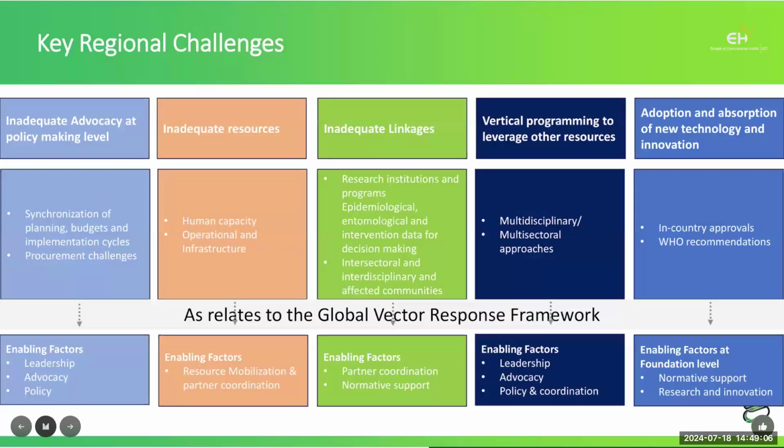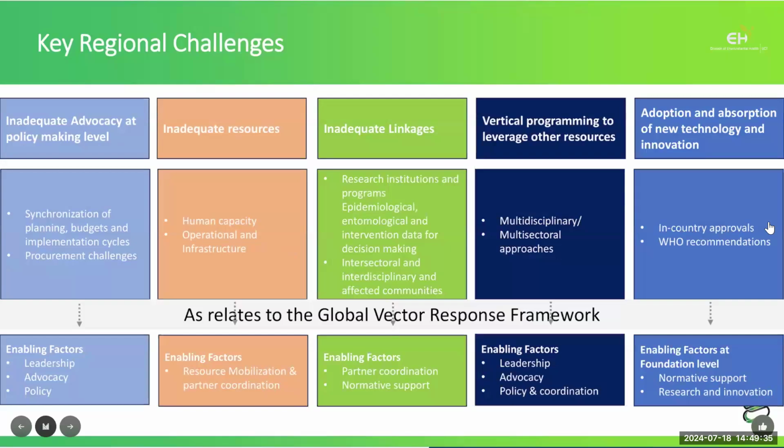So this slide, I know that it's loaded, I can try and simplify it. We are looking at the region in terms of how do we synthesize what the challenges are. Collectively, we look at all the 8 countries, not specifically 1. So the issue of policy making, as I mentioned earlier: how do we synchronize the planning, the budgets, and implementation cycles? This also speaks to procurement challenges.